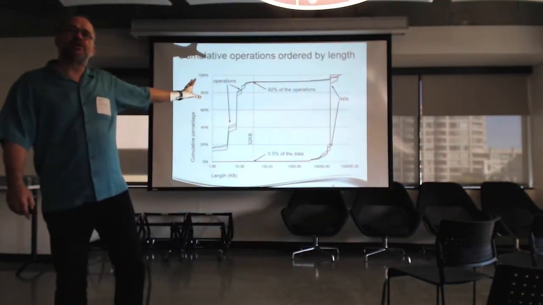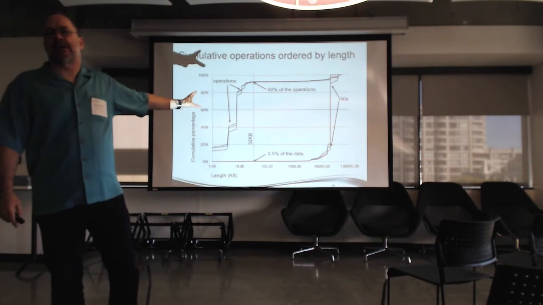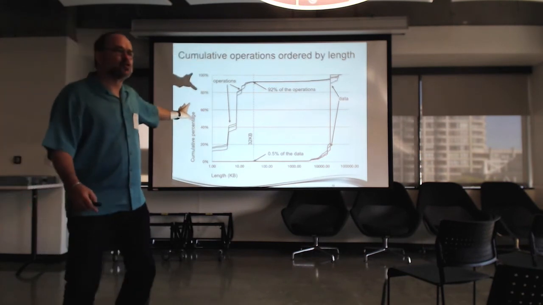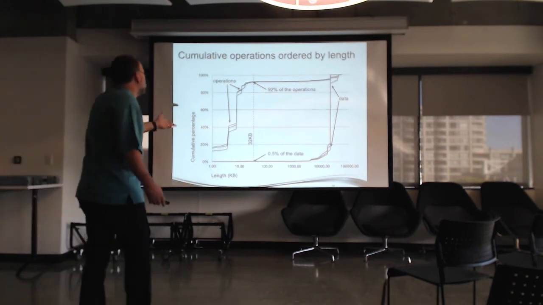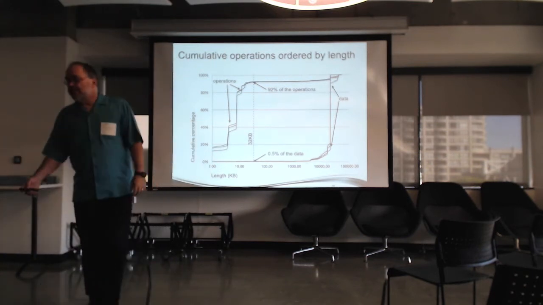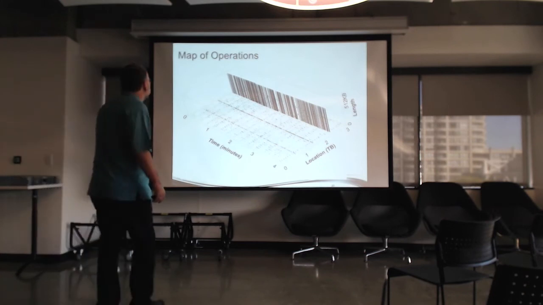Okay, the net throughput of the system was about 12 megabytes per second. And they thought that was pretty good. Okay, now we really wanted to know what's going on here. So we then visualized this in a different way.